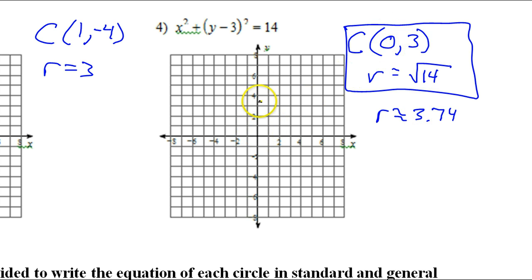So since the center is (0, 3), it means the center is here. So this is going to be a little bit more than 3.5 in all directions. So it would be like maybe here, there's 3, and there's 0.7, here's 3, there's 0.7, there's 3, there's 0.7. Okay, so this shows you what we are looking at. Alright, that's number 4.